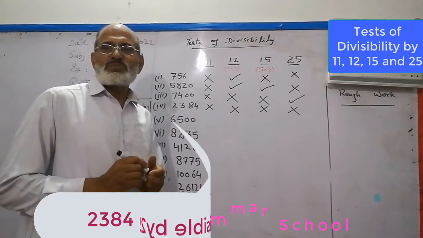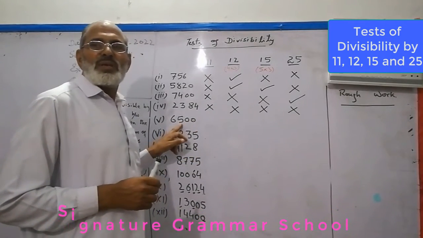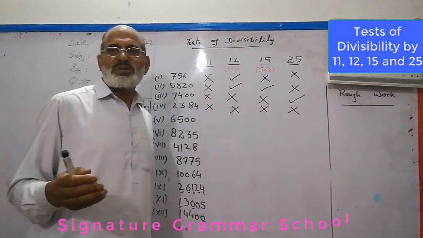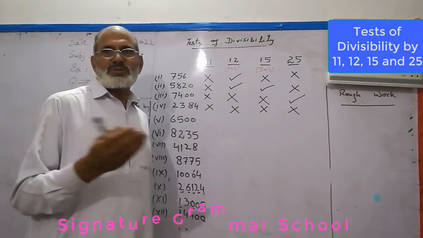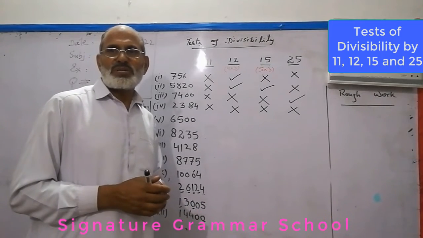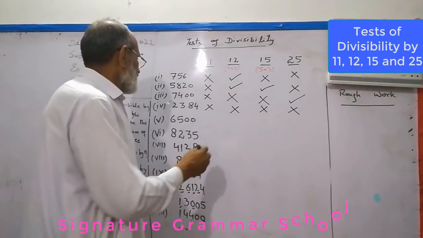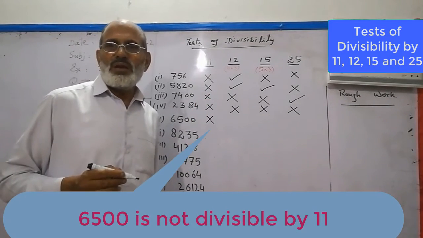6,500. If we take the sum total of the digits at odd places, it will become 5, and if we take the sum total of the digits at the even places, it will become 6. Subtract 5 from 6 comes 1. So both of the conditions are not met. Therefore, 6,500 is not divisible by 11.